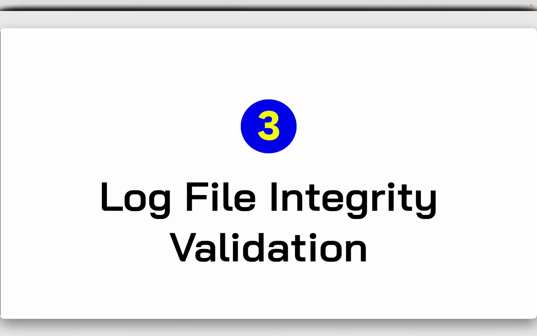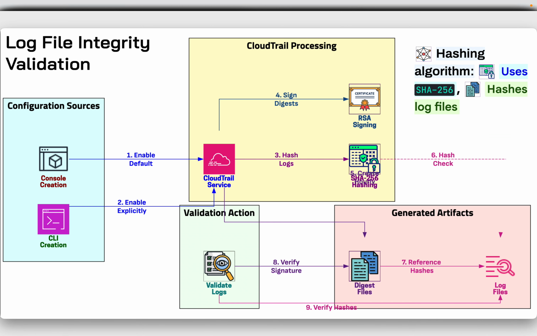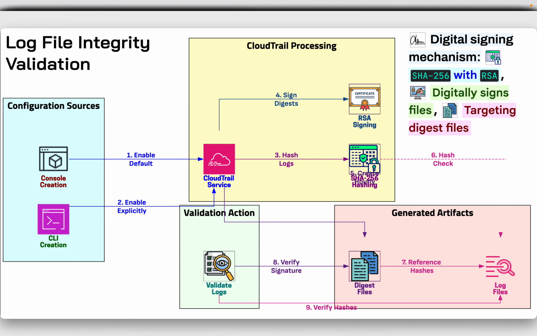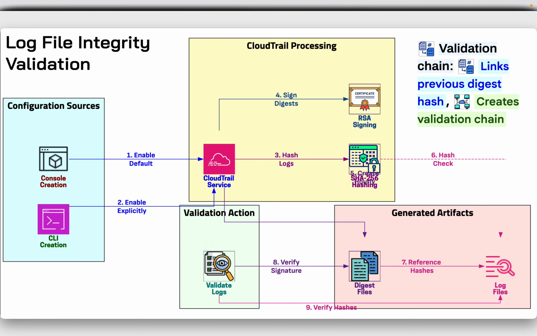Third topic is log file integrity validation. Log file integrity validation determines whether CloudTrail log files were modified or deleted after delivery. CloudTrail uses SHA-256 for hashing log files. CloudTrail uses SHA-256 with RSA for digitally signing digest files. Digest files are created hourly and contain hashes of all log files delivered in the previous hour. Each digest file contains the hash of the previous digest file, creating a chain of validation.